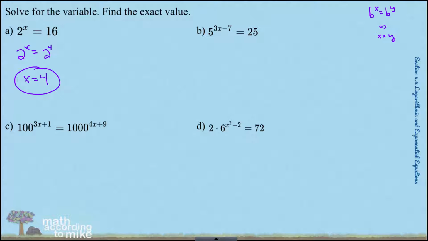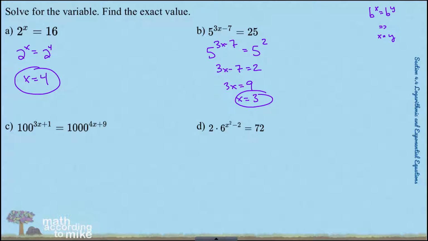In part B, same deal. 25 can be rewritten as 5 to what power? The second power. Because we have the same base on both sides, we can set the exponent to be equal. And in this case, we have to do a little bit of work to solve for x. We'll add 7 and divide by 3. So x equals 3.